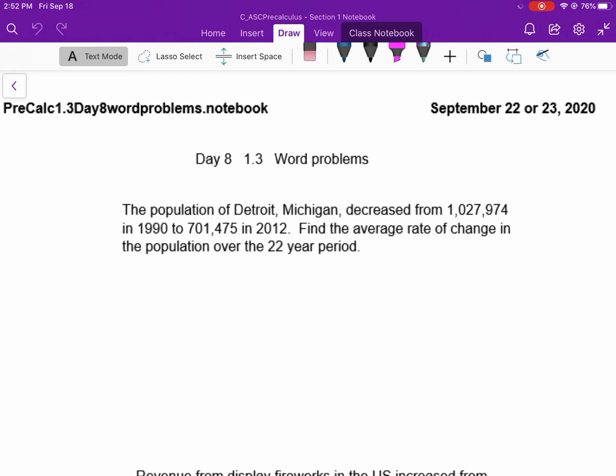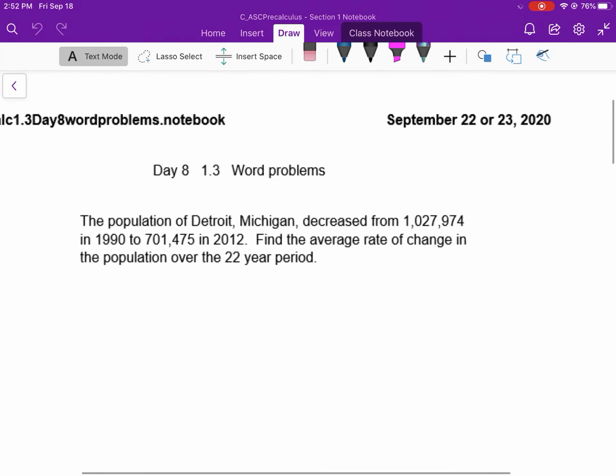Hello, pre-calculus friends. This is really for Christian only, because we're going to do this in class unless you're stuck at home for some reason. So this is what we're doing Tuesday or Wednesday next week. These are word problems from section 1.3.